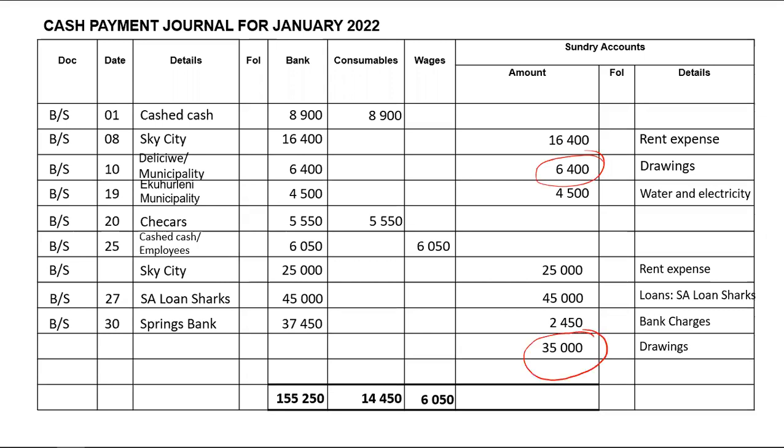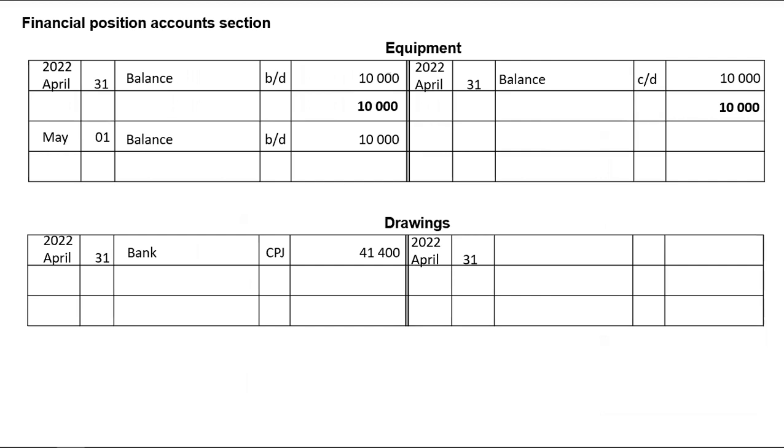And our total drawings obviously will be on the debit side. Drawings represent anything that the owner took from the business for personal use. Because we didn't have any other drawings, that will be balance carried down. The 41,400 will be balance carried down, which becomes balance brought down. That will be on the debit side.